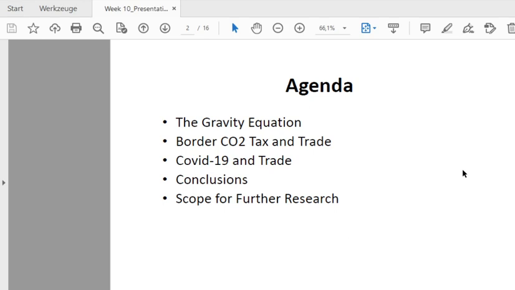Why are we going to discuss the gravity equation? Well, the gravity equation is the workhorse of international trade empirics. So every time you want to investigate empirically, econometrically, some relationships in international trade, you generally resort to the gravity equation. That's why it's important to know what it is.